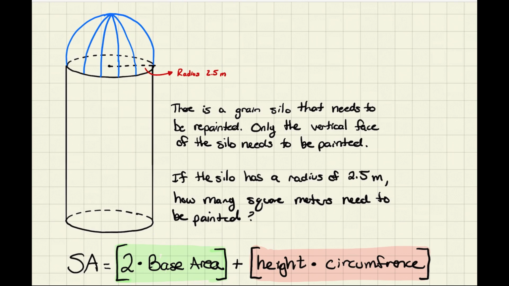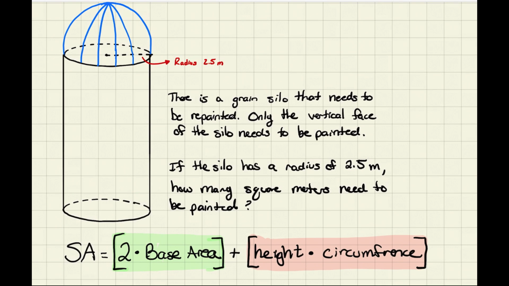Okay, because when you harvest all the corn at one time, it's not always needed, and so sometimes it has to be stored away in these very tall silos. And if you've ever been out driving in the country, you've definitely seen silos. So there's a grain silo that needs to be repainted. Only the vertical face of the silo needs to be painted. If the silo has a radius of 2.5 meters, okay, notice that here, how many square meters need to be painted?